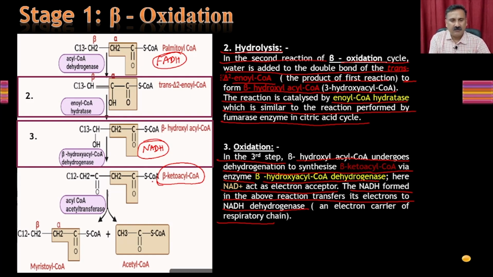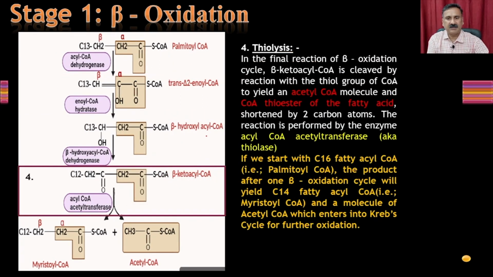The beta-ketoacyl CoA will undergo the next step, which is called thiolysis. In the final reaction of the beta oxidation cycle, the beta-ketoacyl CoA is cleaved by the reaction with the thiol group of CoA to yield an acetyl CoA. So at this stage, there will be a thiolysis, and because of this thiolysis, it is going to form the acetyl CoA, and this is the remaining molecule of the fatty acid.